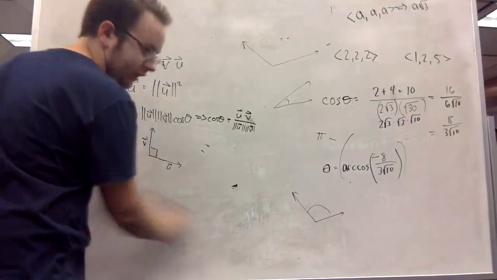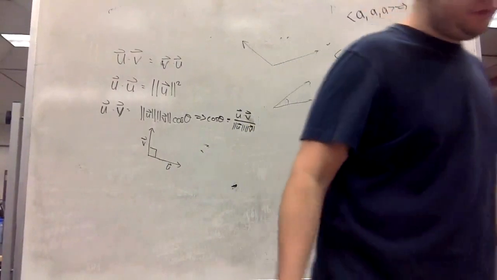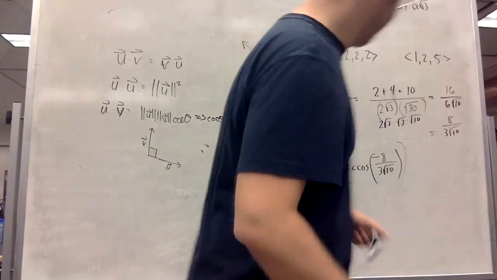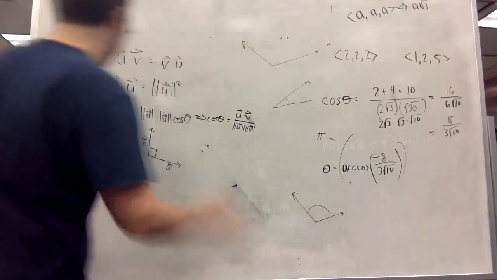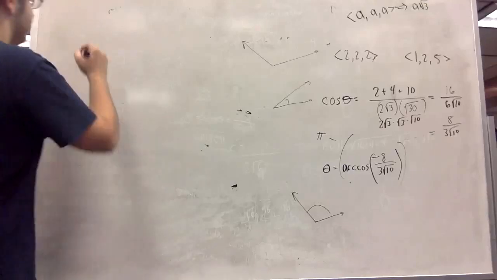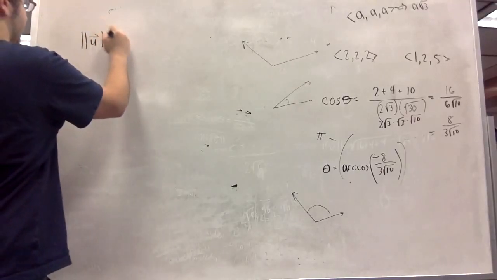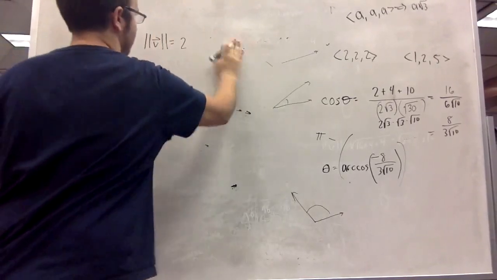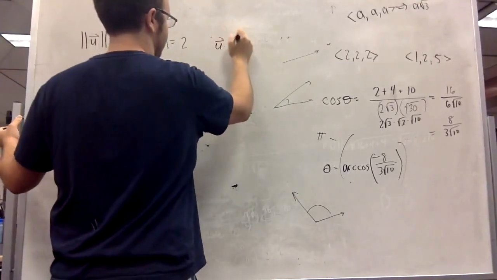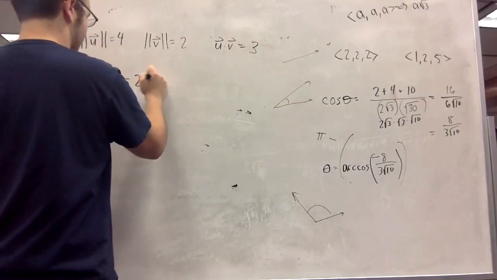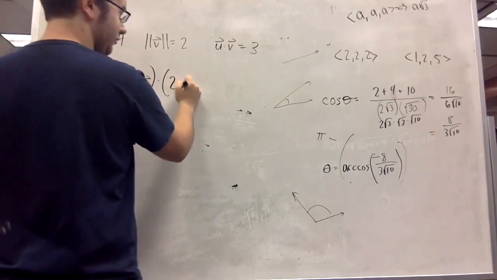Next problem today. We've got magnitude of u is 4, magnitude of v is 2, and u dot v is 3. Compute u minus 2v dotted with 2u plus 3v.